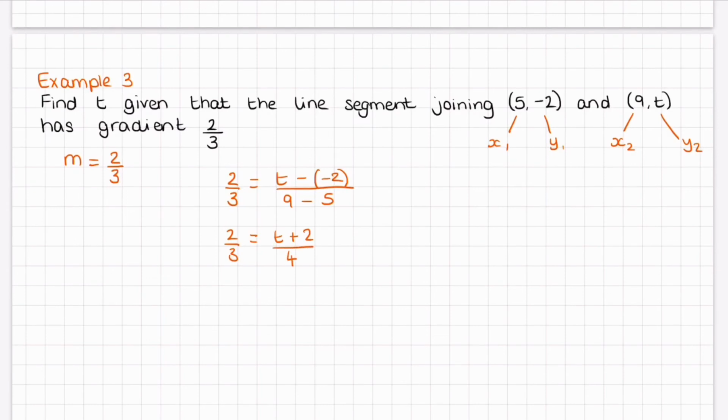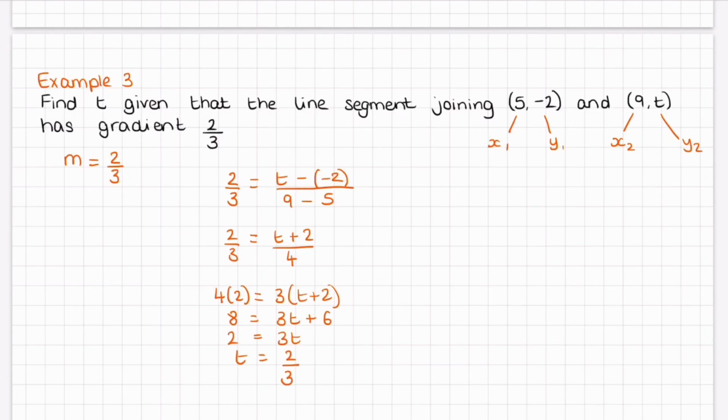And then we just have to solve that. You're going to have to cross multiply. So we're going to have 4 times 2 on this side, and then multiply the 3 up to the other side. 4 times 2 is 8. Multiply out the brackets here, so we'll have 3t plus 6. Solve that. 8 minus 6 is 2, equals 3t. And so t will equal 2/3.